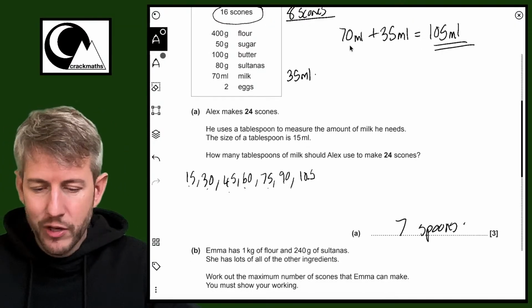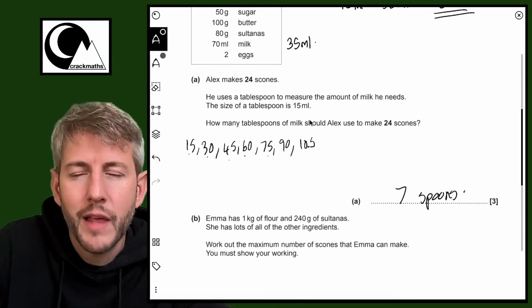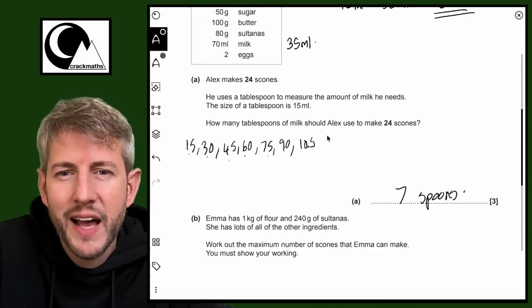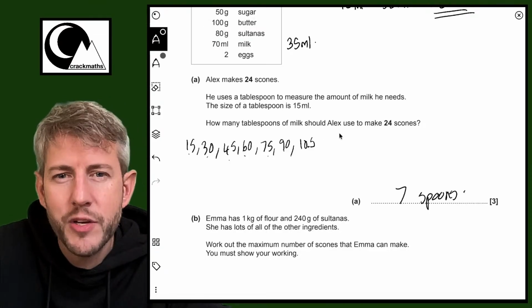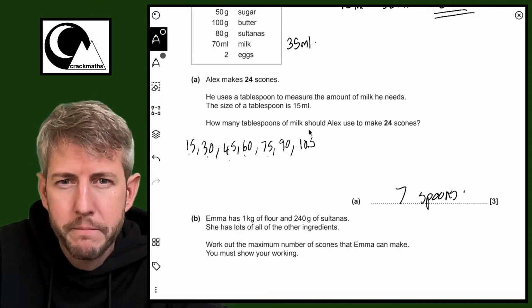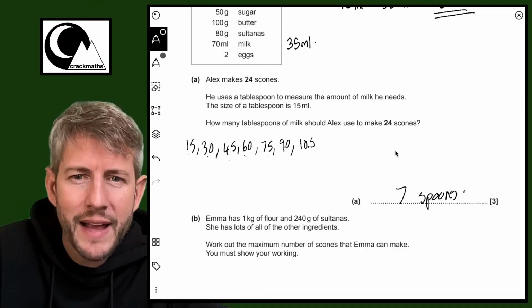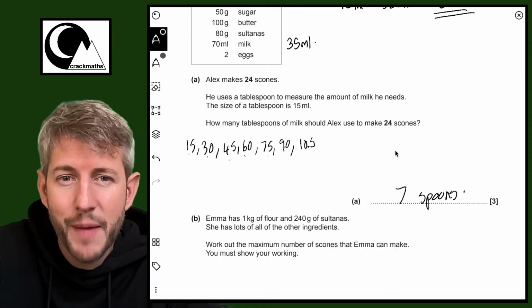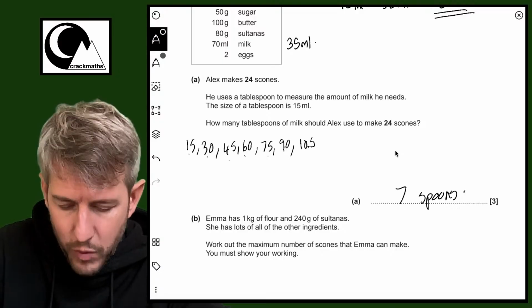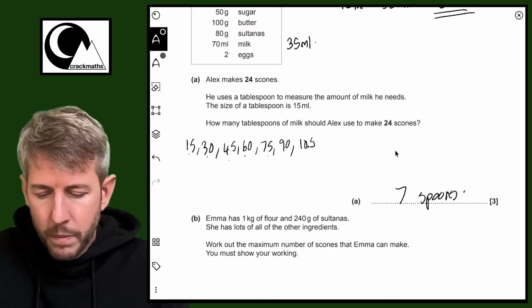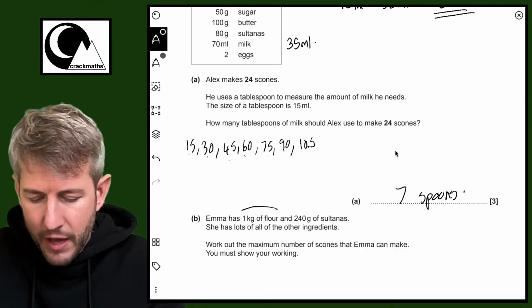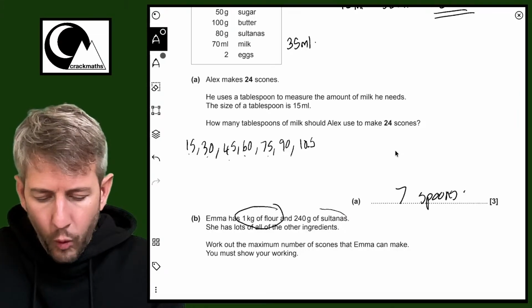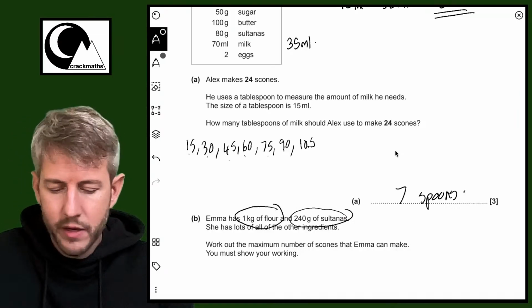Right, let's have a look at part B. Part B says, Emma has 1 kilogram of flour and 240 grams of sultanas. She has lots of all of the other ingredients. Work out the maximum number of scones that Emma can make. You must show your working out. So Emma's going to be limited by her flour or her sultanas.